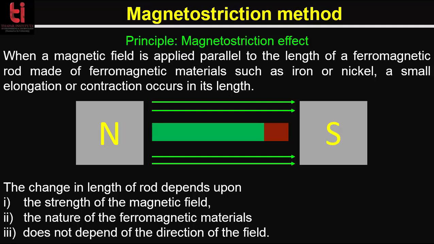When you go near a transformer, you can hear a humming noise. Magnetostriction is the second source of this vibration, in which the core iron changes shape minutely when exposed to magnetic fields. The fundamental frequency of this humming sound is usually double the fundamental line frequency, that is, double the 50 Hz, so that is 100 Hz. The change in length of the rod depends upon the strength of the magnetic field and the nature of the ferromagnetic material, but it does not depend on the direction of the magnetic field.